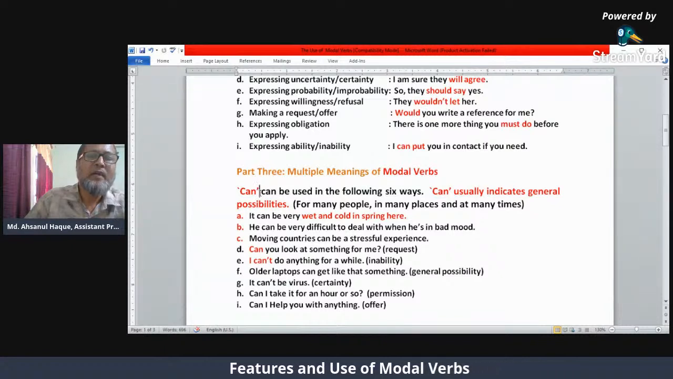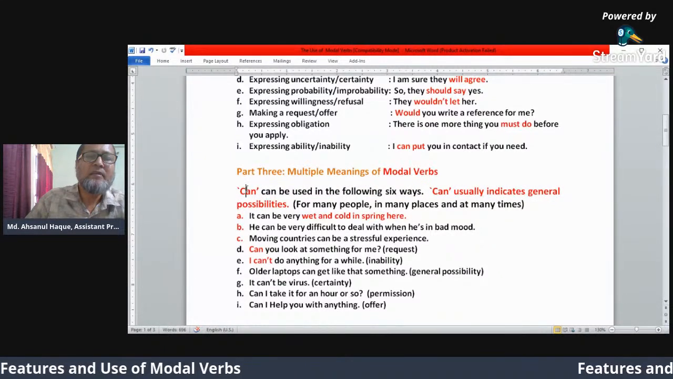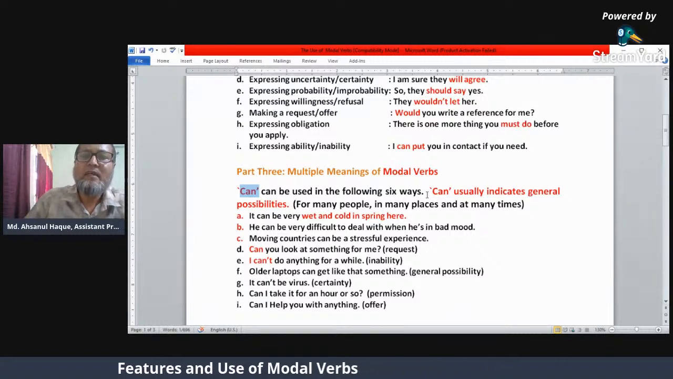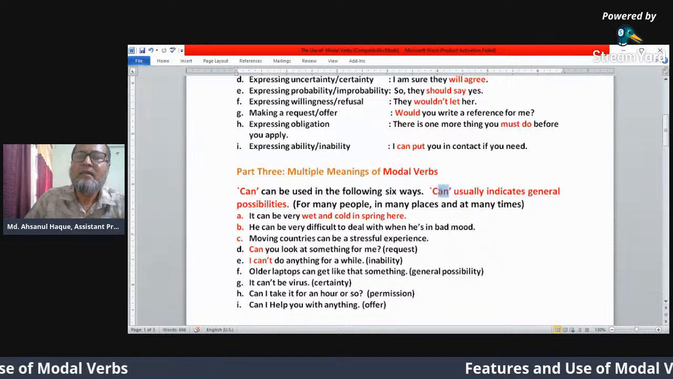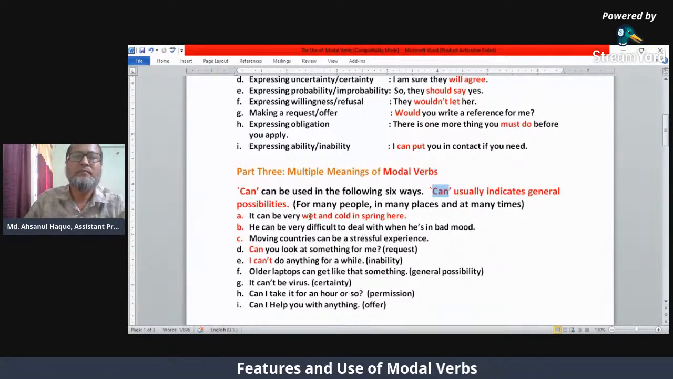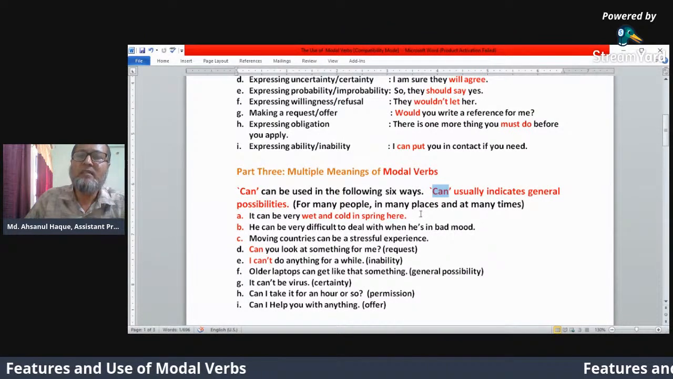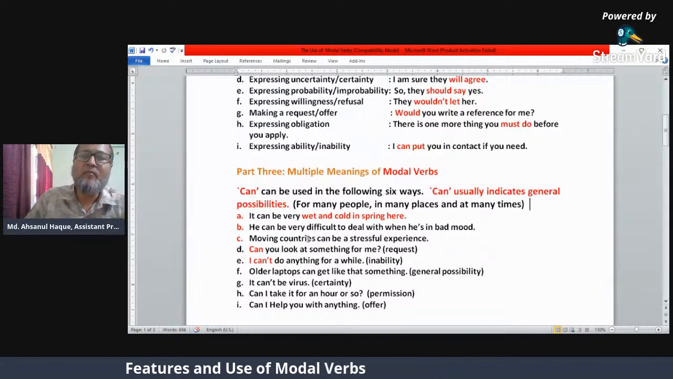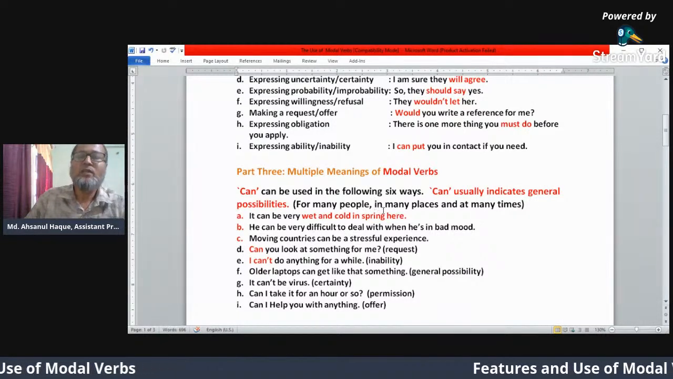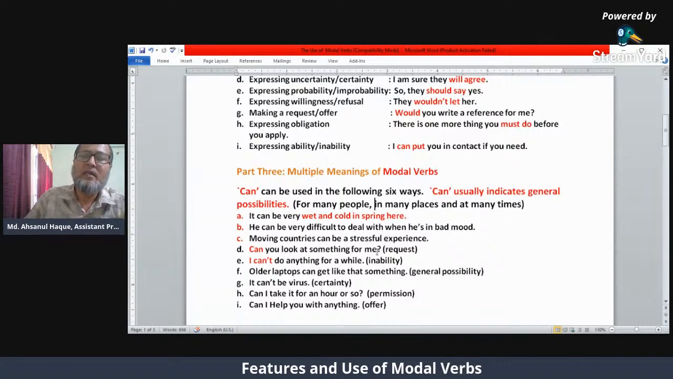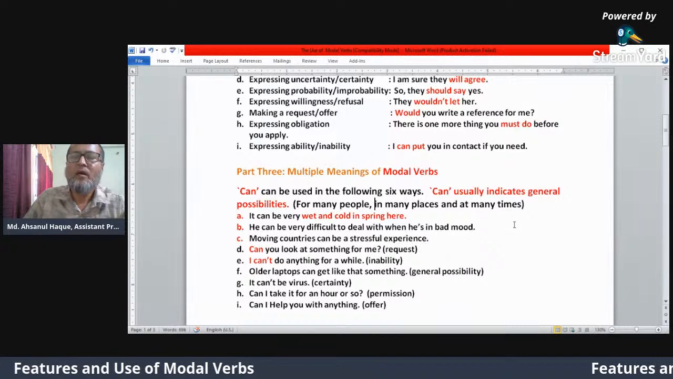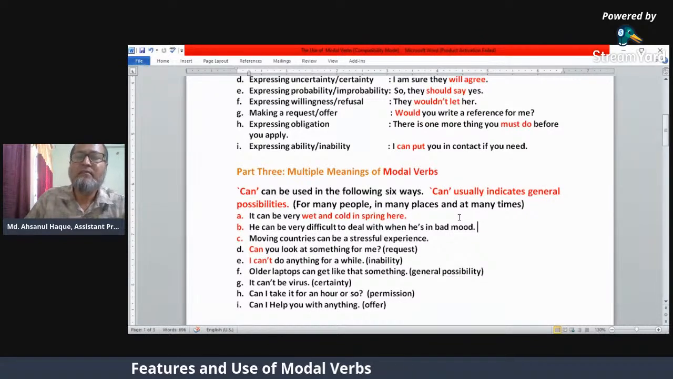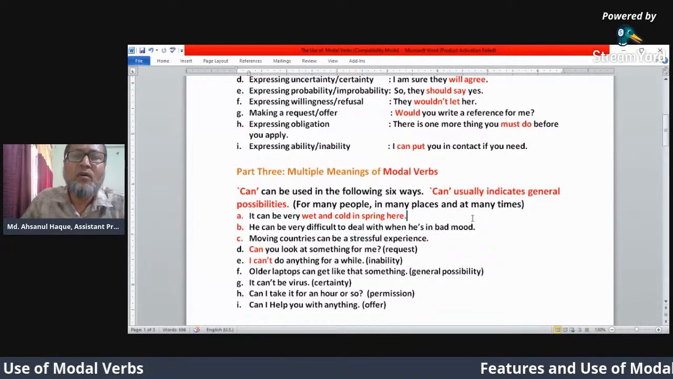Can, the modal verb can, can be used in the following 6 ways. Anyway, can usually indicates general possibilities for many people in many places and at many times. That means when we say anything about many people, or the action that we mention takes place in many places, or when we mention something that takes place at many times, this is called general possibilities.